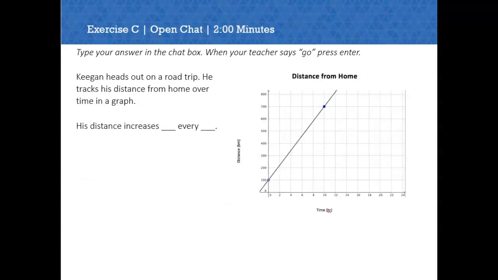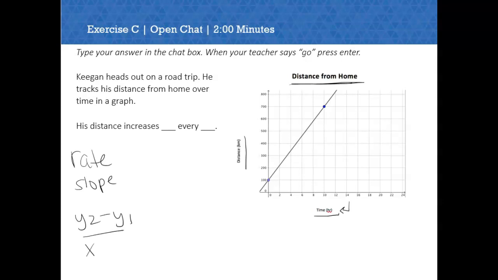Keegan heads out on a road trip. He tracks his distance from home over time in a graph. So distance from home, he has a title. He has axes labels. So all of this you'll need. Time is generally something that's easy to count. Number of things, time, that's generally on the x-axis. This is the independent variable. Time will happen no matter what. So they're asking his distance increases what every what. So this is something per something. So that's a rate, which is the slope, which we can calculate.